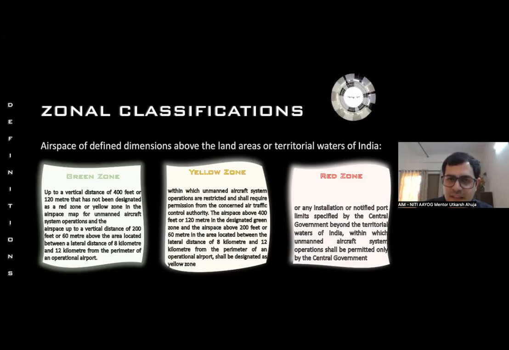Then there is finally the red zone, or any installation notified port limits specified by the central government beyond the territorial waters of India, within which unmanned aircraft system operations shall be permitted only by the central government. So no other way you or anyone can fly. It's just the central government permissible area. Let's proceed further.